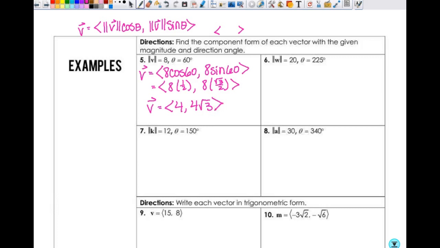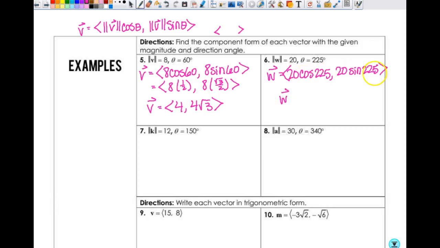Okay. All right, let's look at number 6. w is going to be equal to 20 times the cosine of 225, and then 20 times the sine of 225. That's a special angle also, but we didn't spend a lot of time with them in degrees because it's not necessary. You can go ahead and type all that in your calculator, just like it is.